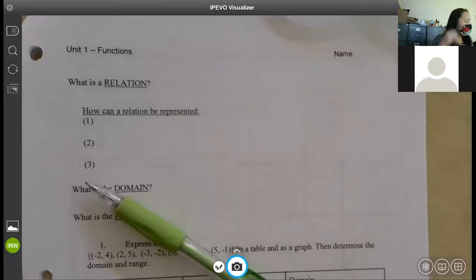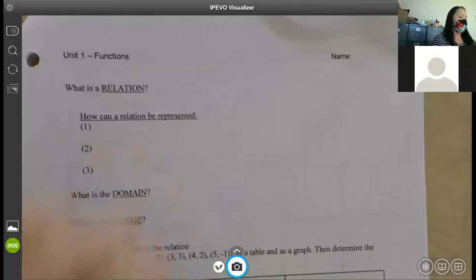Right, so we're going to talk about functions, and it looks like a ton of notes, but it's really not as bad as it looks, okay?